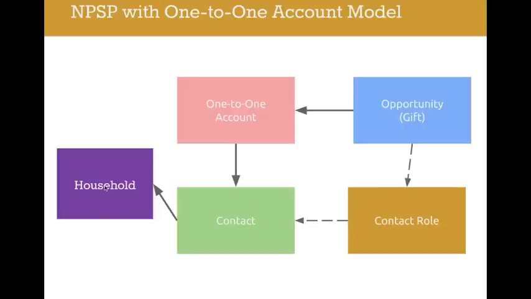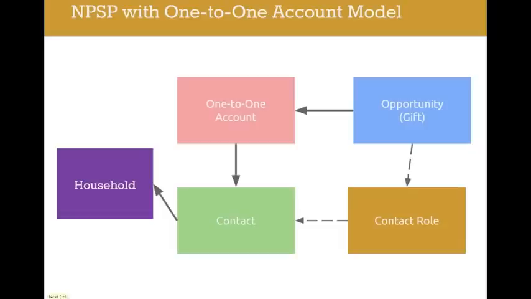It's great for a lot of things, but it actually makes reporting a bit difficult because, as you see, you've now got quite a long path and a whole load of relationships between when a donation comes in and when you associate it with a household. You have to go through various steps through the account or through the contact role to eventually get to the household.